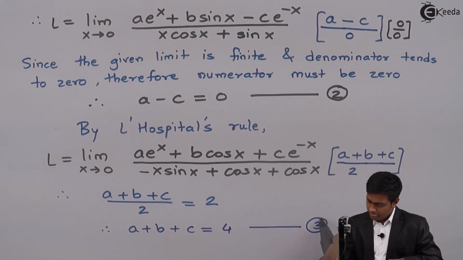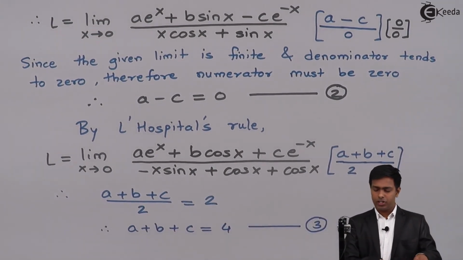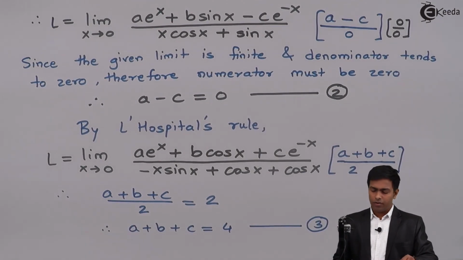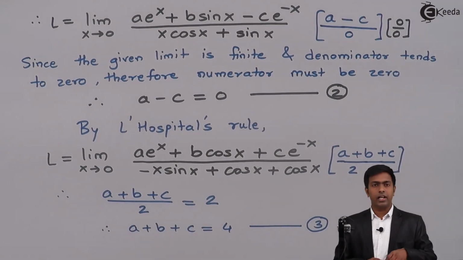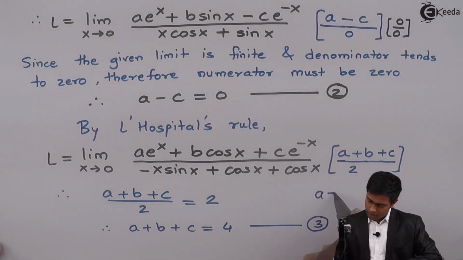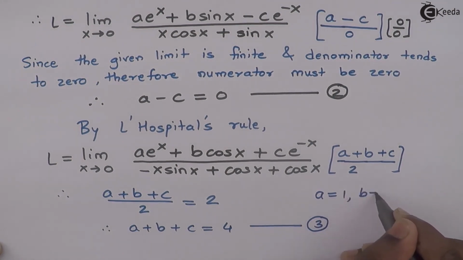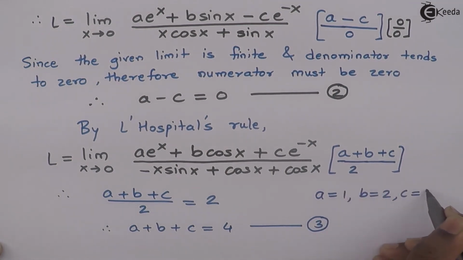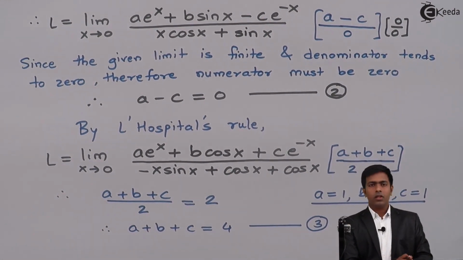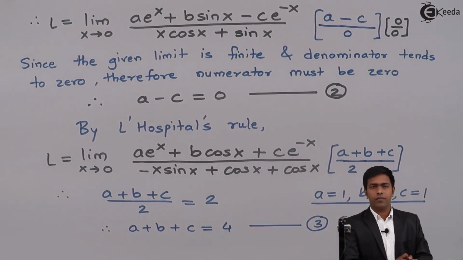So here we got 3 equations, and by substituting values of these 3 equations in calculator, we will get values of a, b and c as a as 1, b as 2 and c as 1. So this is the answer for A, B and C.